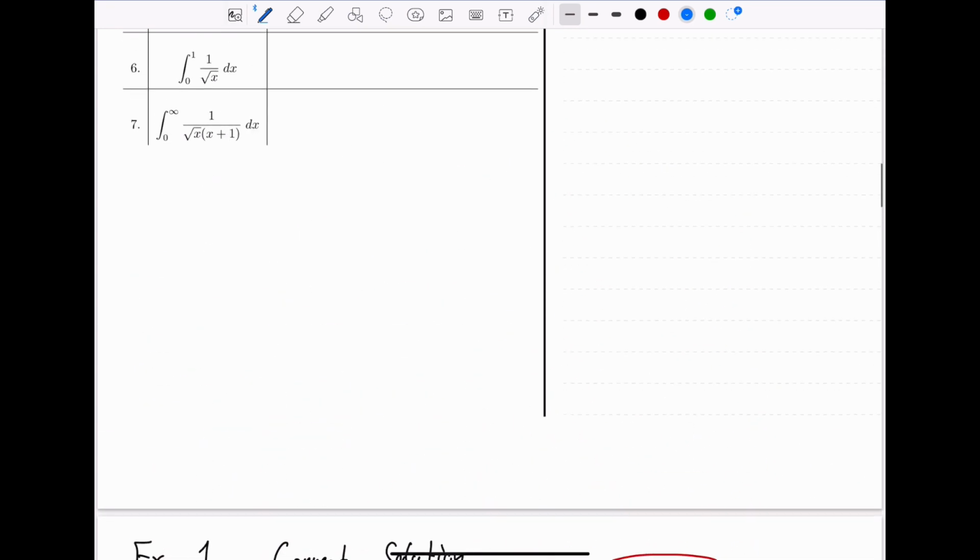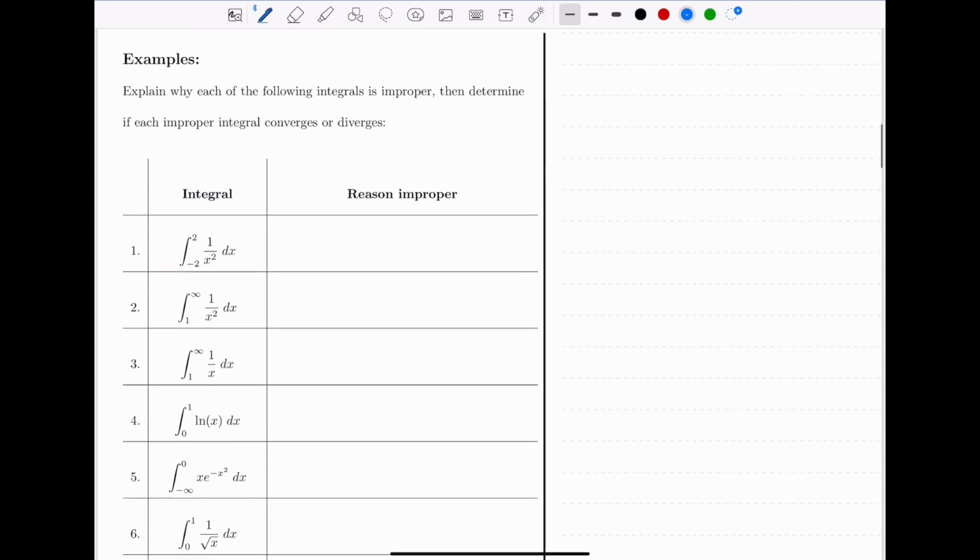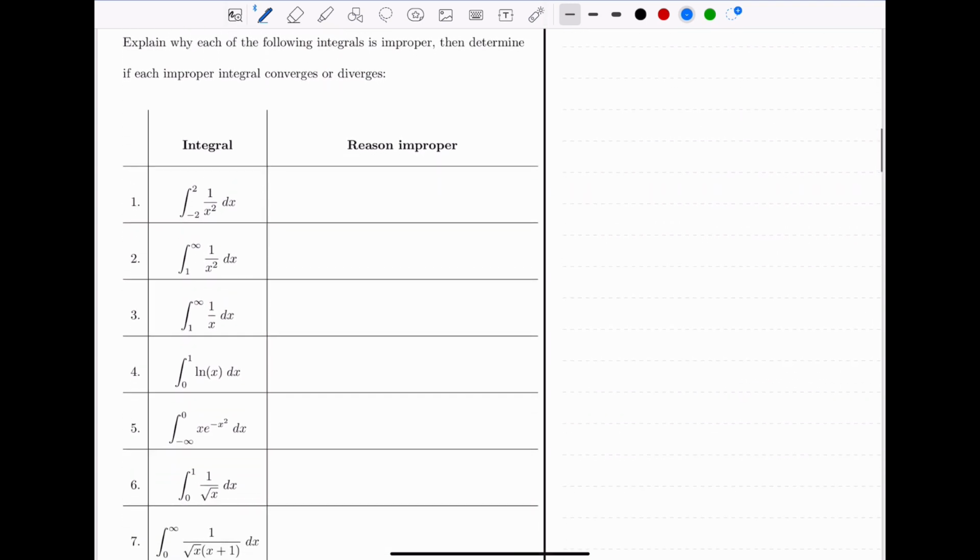Let's take a look at example 2. So here we have our different integrals, and for each one of these we want to write down why the integral is improper. Let's do that for the first one while we're here. This is improper because there is a discontinuity at x equals 0. The second integral is improper because of the infinity. So we don't have a discontinuity here. The only issue is this infinite limit of integration. So the reason that example 2 is improper is because we have an infinite limit of integration.